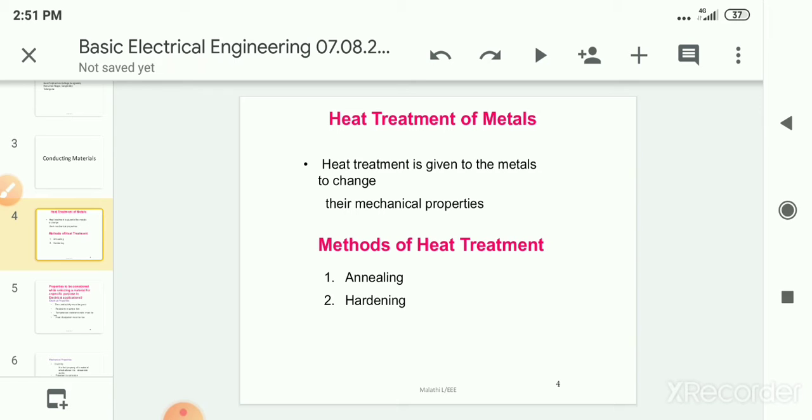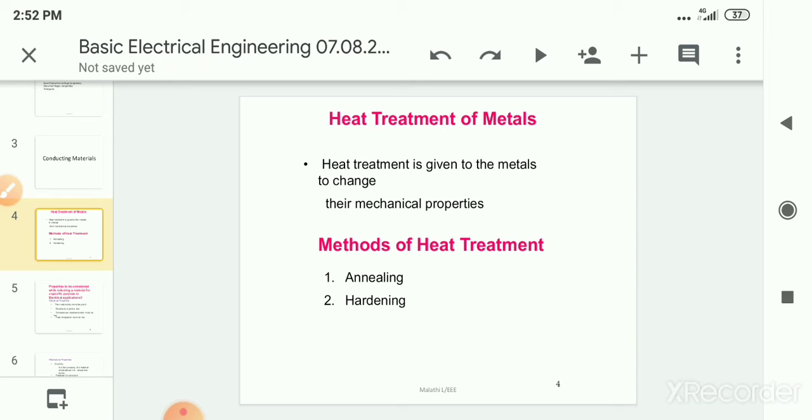Next thing is what? Hardening. Hardening is used to process the material to give some toughness or hardness. Annealing and hardening are two different and quite opposite processes. Annealing is for the purpose of softening. Hardening is for the purpose of giving toughness to the material. Here, what is this hardening?